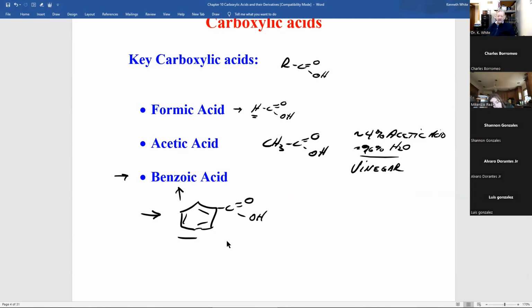I'll teach you later, this chapter, that a molecule made from benzoic acid is the preservative in pop. Remember, Dr. White is from the mid-Chicagoland area, and the stuff in bottles and cans that's carbonated, non-alcoholic, we call pop, not soda.